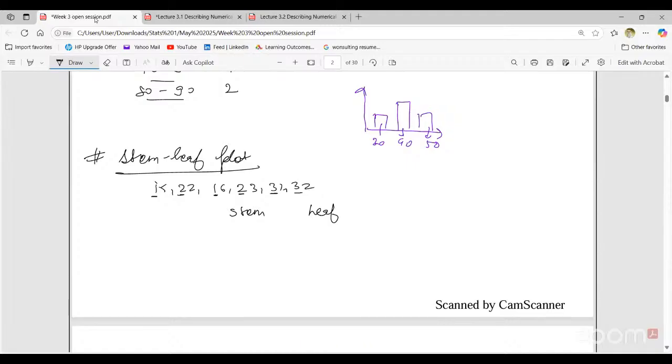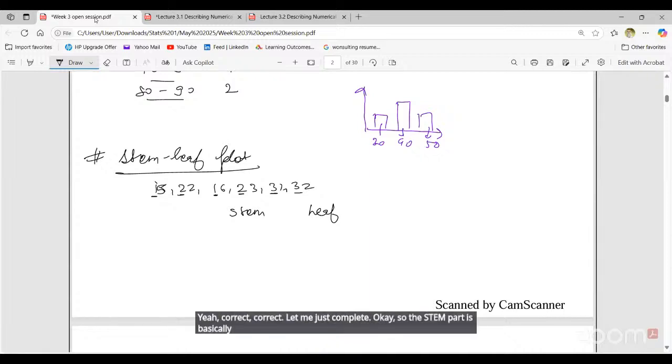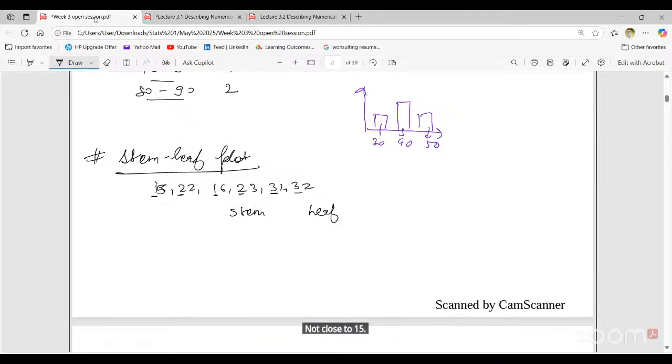Is this right? 1, 2, 1, 2, and 3 are the stems. Let me just complete. Okay, so the stem part is basically what? The stem part is basically the leftmost part. So here, what are the leftmost parts? 1, 2, 1, 2, 3, and 3, right?